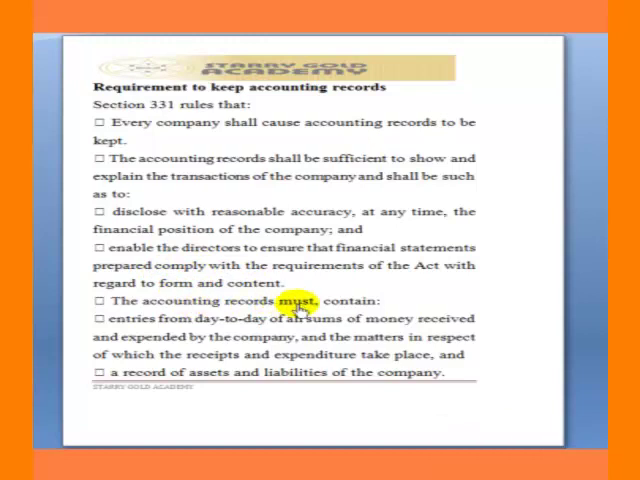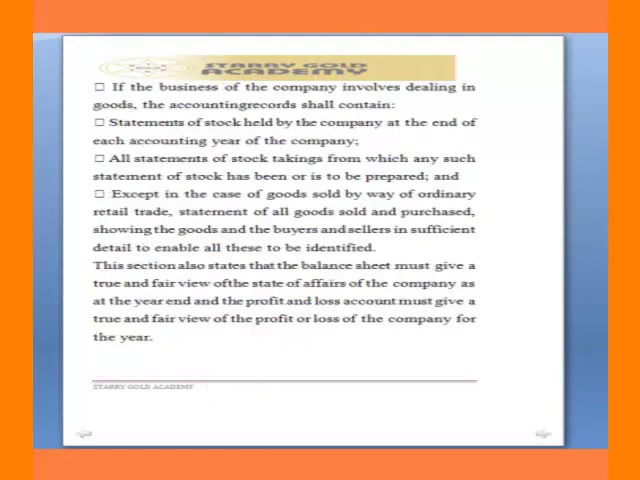The accounting records must contain entries. So these are basically about the accounting records that must be kept. For example, it says that they must contain, on a day-to-day basis, all money received and expended by the company, and the matters in respect of which the receipts and expenditure take place. Also a record of the assets and liabilities of the company. And if the business of the company involves dealing in goods, the accounting records shall contain a statement of stock held at the end of each year, which is the closing inventory. So these are like the summary of the accounts.